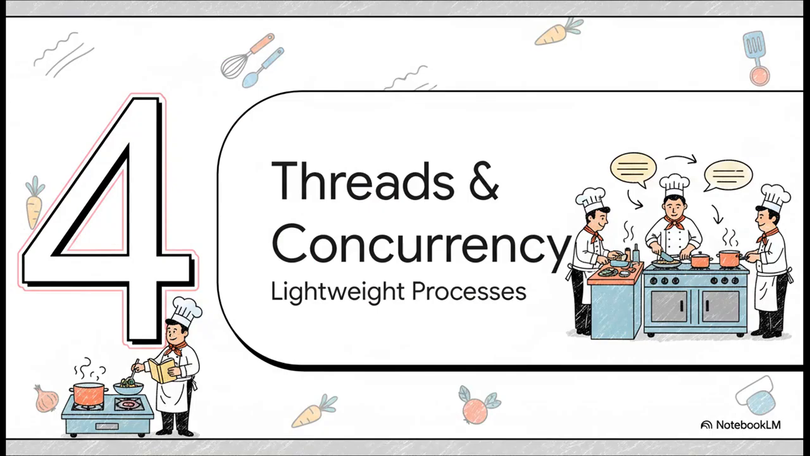Okay, so up to now, we've mostly pictured one chef per dish. But some dishes are ridiculously complex. A simple steak is one thing, but what if the order is for a 5-course tasting menu? This brings us to the next level of kitchen efficiency: threads.